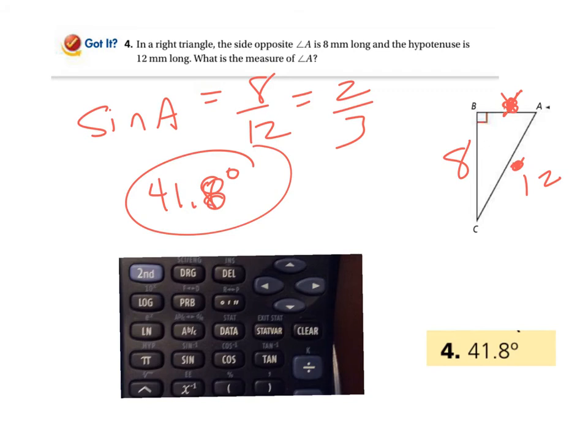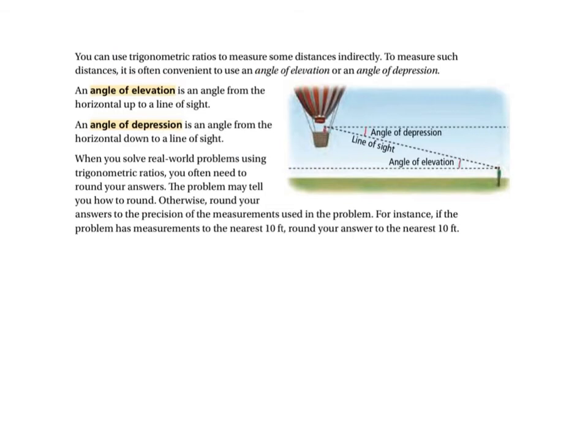Now if I'd have asked you for the other angle, you'd have just been subtracting, but I didn't. I just asked for A, so there you go. So as a brief refresher here, you can use trig ratios to measure some distances indirectly. Now this is real. This is not like made up stuff. This is things people actually do.